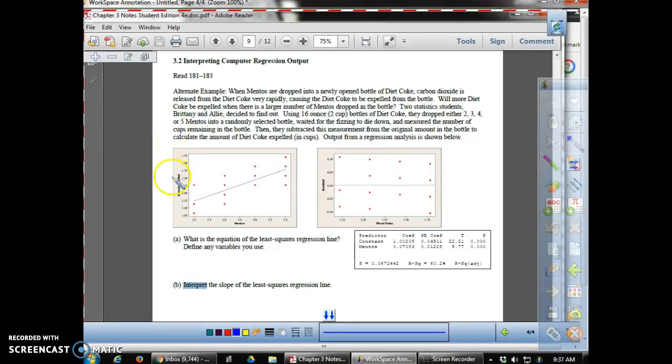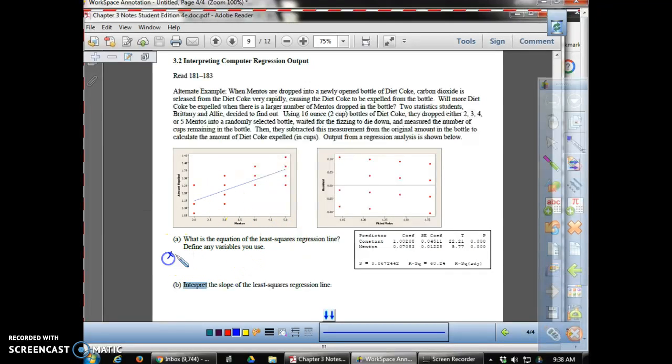So we have a linear regression here. First we have our scatter plot, and then we have the least squares regression line overlaid, and then we have a residual plot. So we're going to be interpreting these. So what is the equation of the least squares regression line? Define any variables you use.